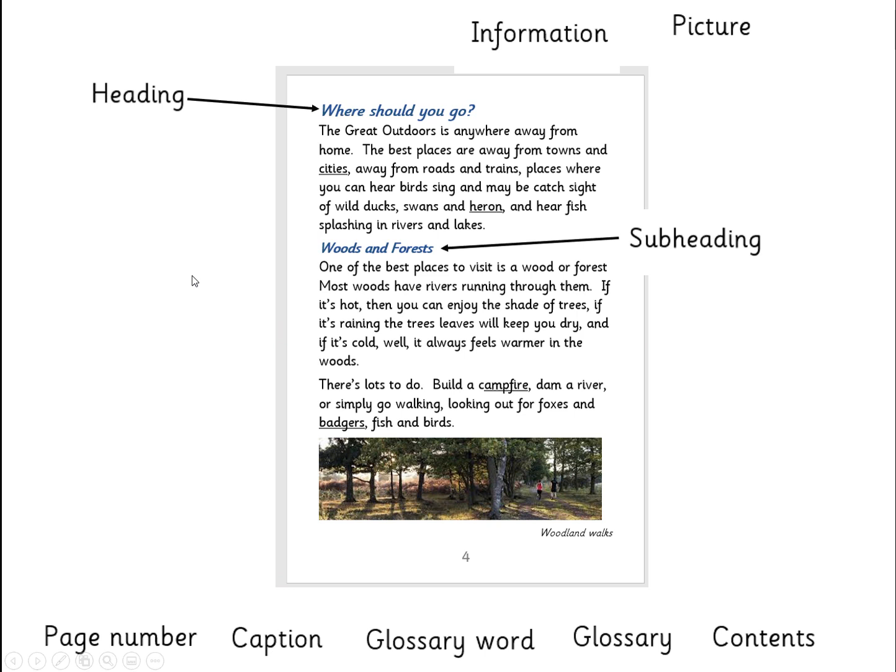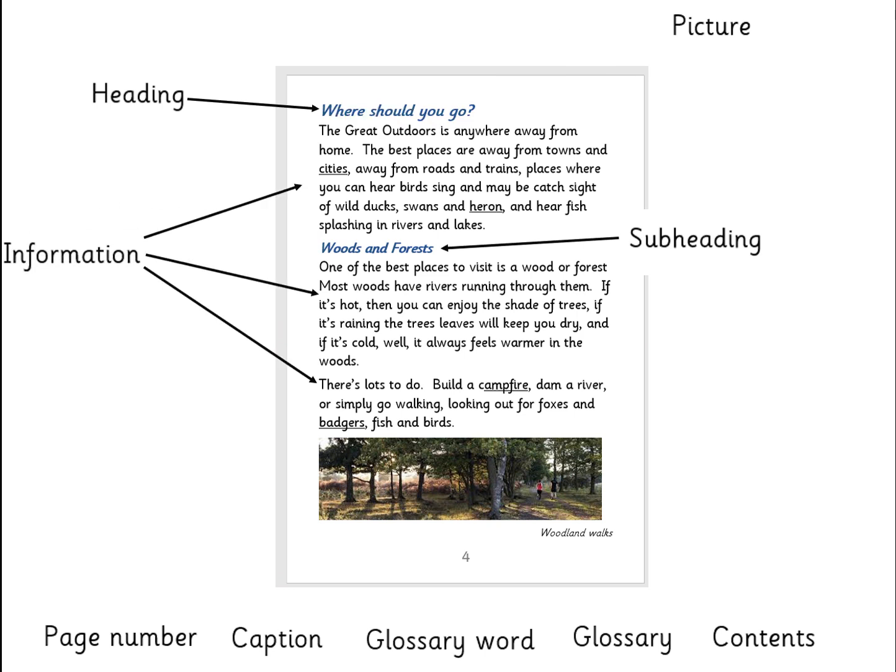Right, now what parts of this page, this information text, are the actual information? I'll give you a clue. There's 3 paragraphs that do this. So point them out to your grown-up and grown-ups. When you're ready, start the video again. That's right, it's the sections here in the black writing that is the information. It tells you about where you should go and tells you about woods and forests.